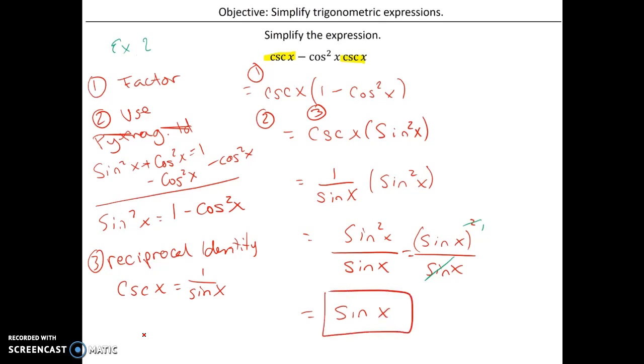Okay, in this example, we simplified a trigonometric expression utilizing our Pythagorean identities after we had initially factored out a cosecant of x term.